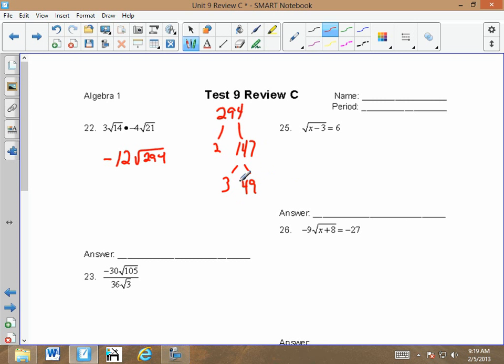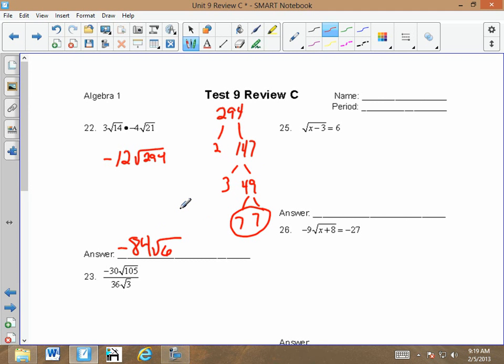6 isn't prime. Let's go with 7. Oh, yeah, 7 will, right? Because 7 times 7 is 49. So I can pull out one 7. What is 12 times 7? 12 times 7 is 84. So I get negative 84 square root of 6, because 2 and 3 have to stay inside.